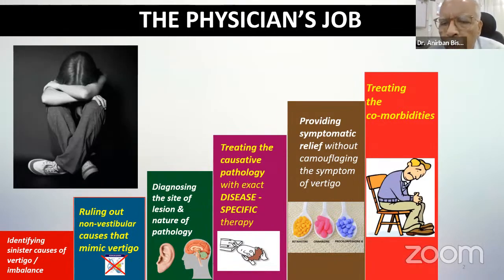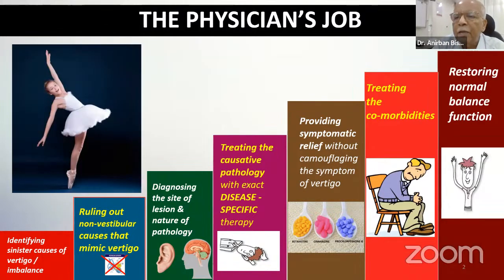Then treating the comorbidities. Most of these patients presenting with vertigo will have comorbidities like depression, anxiety, and cognitive problems, so that needs to be corrected. That needs to be treated along with the vertigo. And lastly is restoring balance. Restoring balance is possible only by physical therapy, not by any medicines or anything else. These are the different steps.